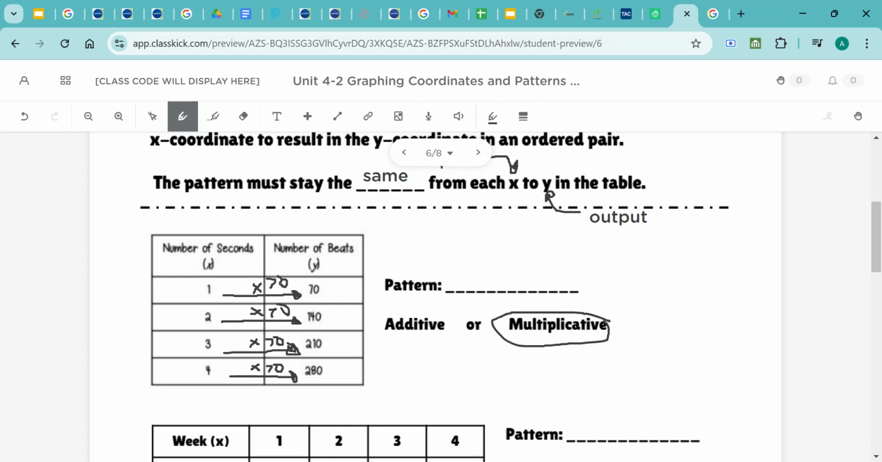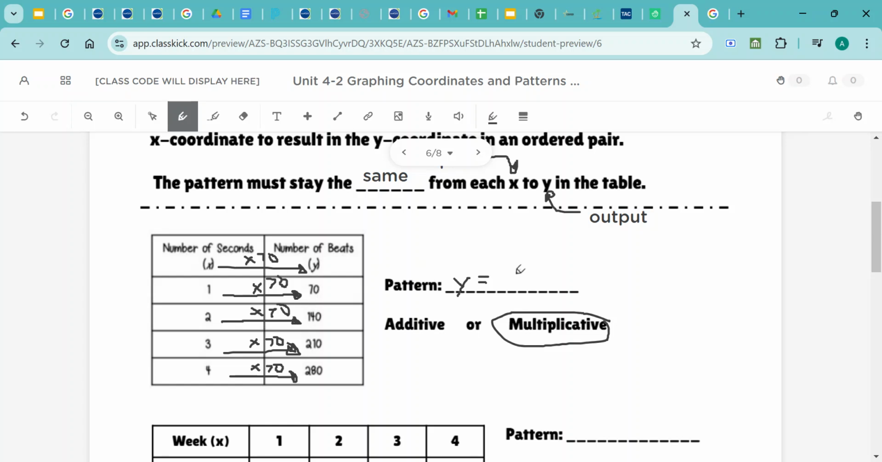It's a multiplicative relationship, and we're multiplying by 70. So really, I'm following this rule: X, whatever X is, times 70 is going to equal Y. Now, we have a fancy way of writing this as a pattern. When I write this as a pattern, I'm always going to start with Y. My Y value equals my X value times 70.